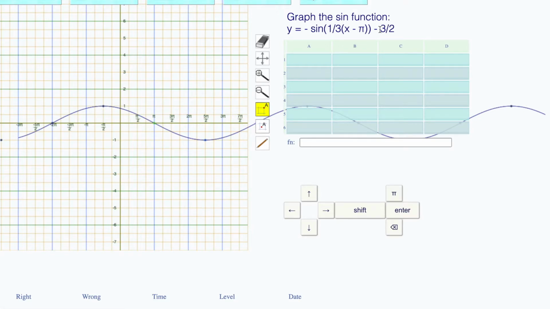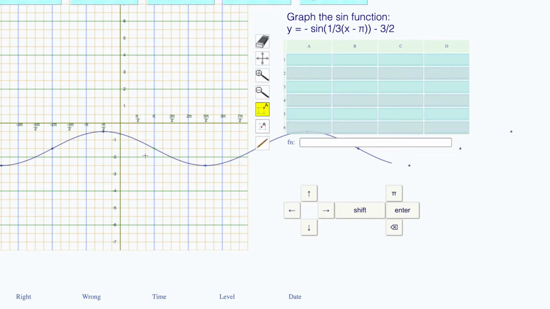And then the k is negative 3 over 2, which is negative 1.5. So this midline is being dragged down to negative 1.5, like that. And there is our graph. So press return to check to see if you're right. Okay, let's do another one.